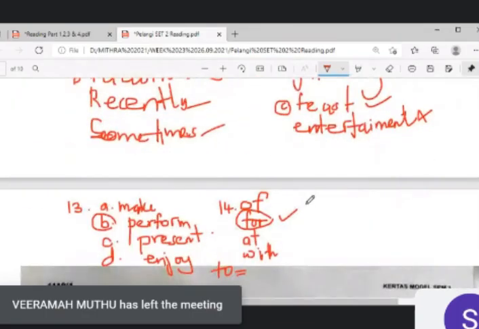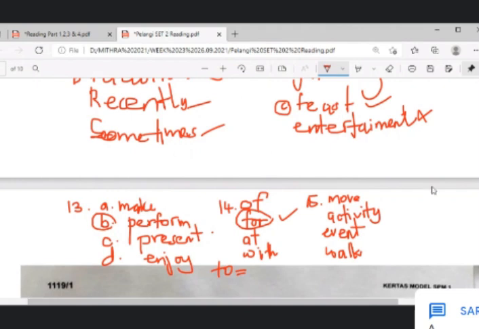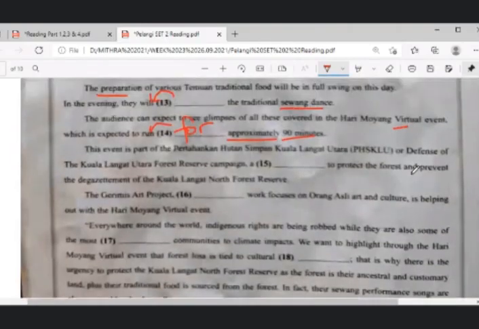You have move. Okay, you have move. You have activity. You have event. Okay, class, try to get the answer. You also have walk. Okay, so what do you think the answer for this question, number 15? Okay, move, activity, event, and walk. So what do you think the answer for this?